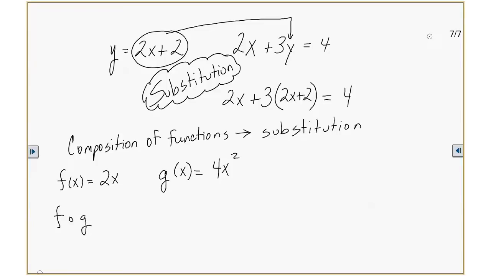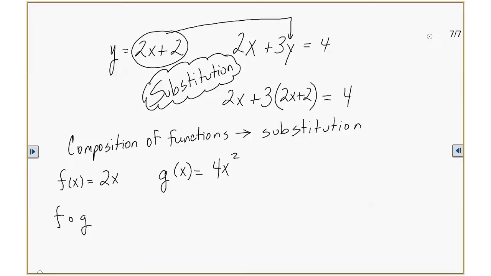What is f composed of g? Now the reason I say it this way is for you to remember that that's not a dot, it's an open circle, meaning composed. f composed of g. Now what in the heck does that mean? It means that the function f is there and we're substituting in g.